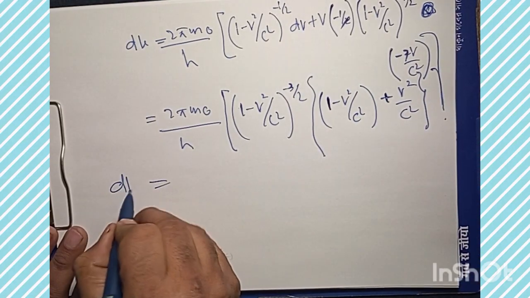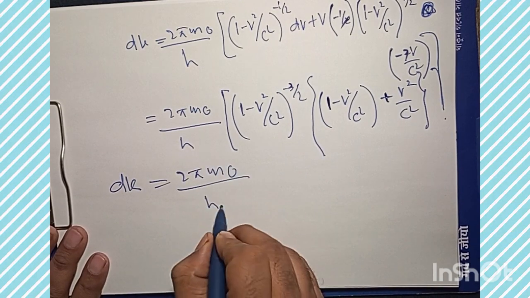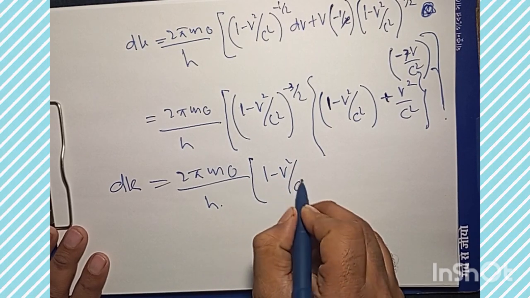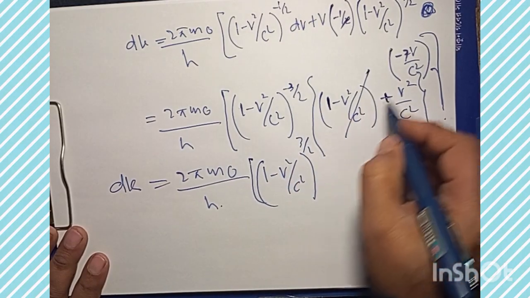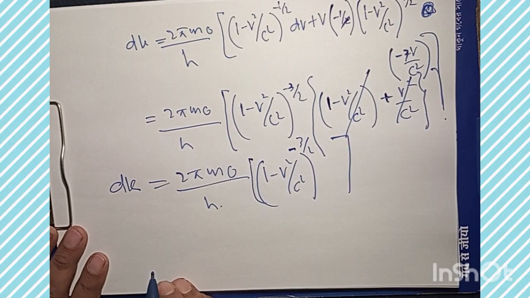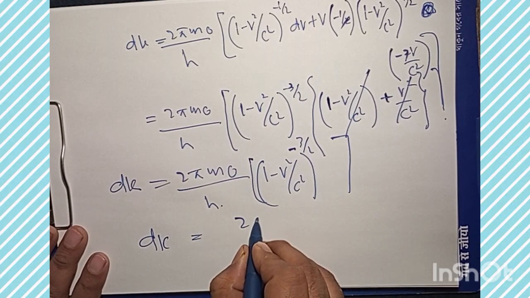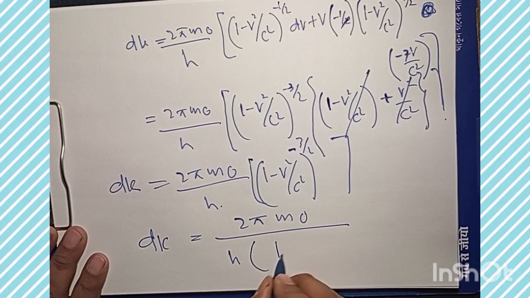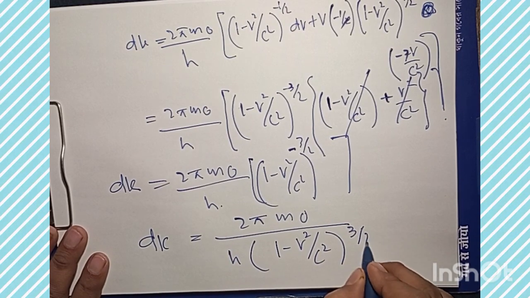So what we have is dk equals 2 pi m naught by h. Here we have (1 minus v square by c square) whole raised to the power 3 by 2, and here this v square by c square and v square by c square will cancel. This is minus, right? So we have dk now. What is dk? It is 2 pi m naught by h times (1 minus v square by c square) whole raised to the power 3 by 2.